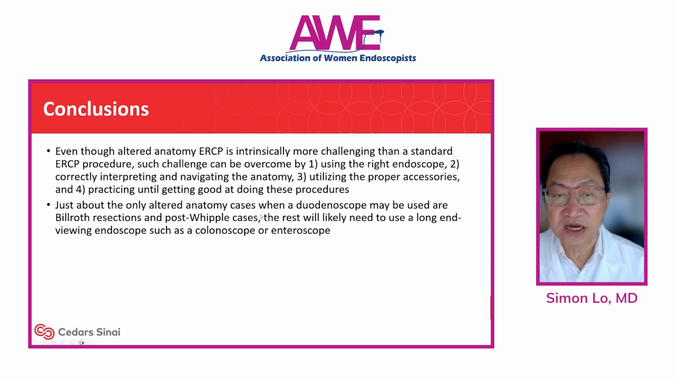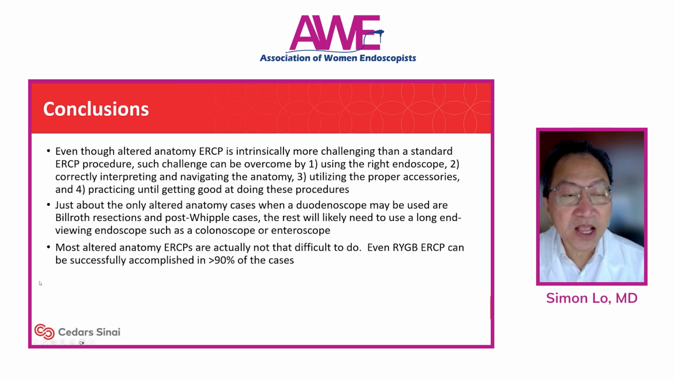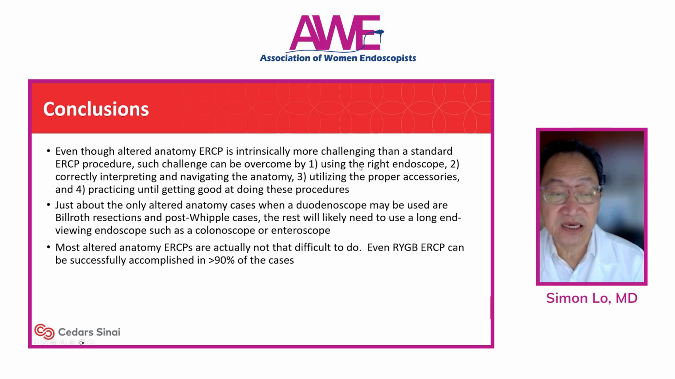Just about the only altered anatomy ERCP procedure where a duodenoscope can be routinely used is Billroth II, and sometimes post-Whipple cases. The rest of them need longer scopes, such as a colonoscope or more likely an enteroscope. Most altered anatomy ERCPs are actually not all that difficult to do. You just need practice and experience. Even Roux-en-Y gastric bypass ERCP can be successfully accomplished in over 90%, certainly in the case in our center.